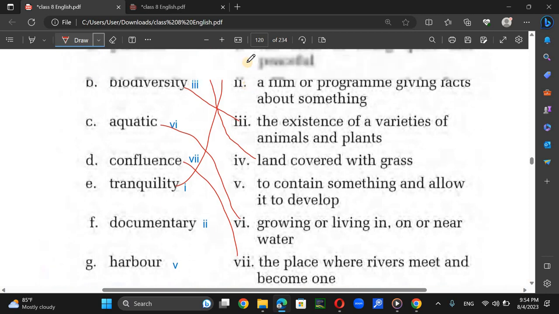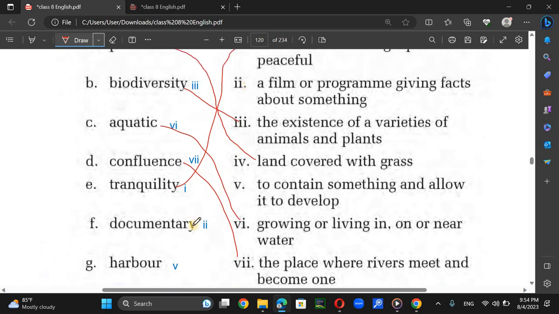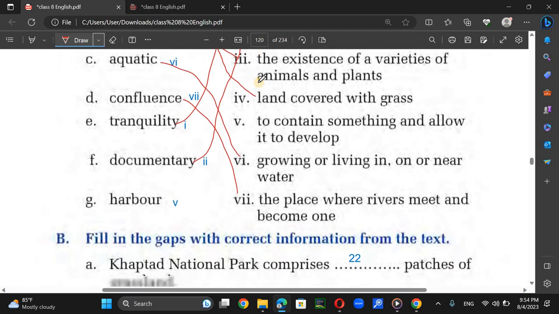And documentary. Documentary means a film or program giving facts about something. And the last one, hover means to contain something and allow it to develop.